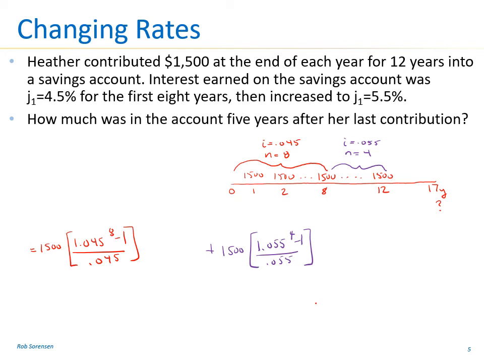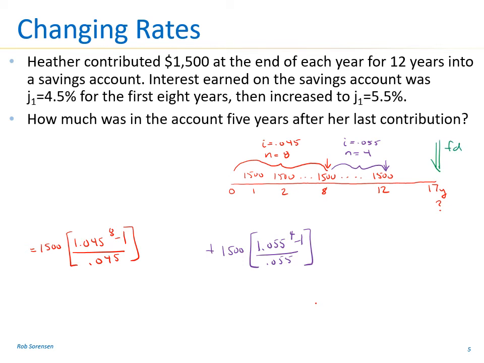Now, in each case, let's think about where these numbers are. The future value of this guy came in right here. The future value of the one I did in red would be right here. But where's my focal date for this question? It's actually down here, isn't it? That's where I want my answer. So the focal date's at the very end.